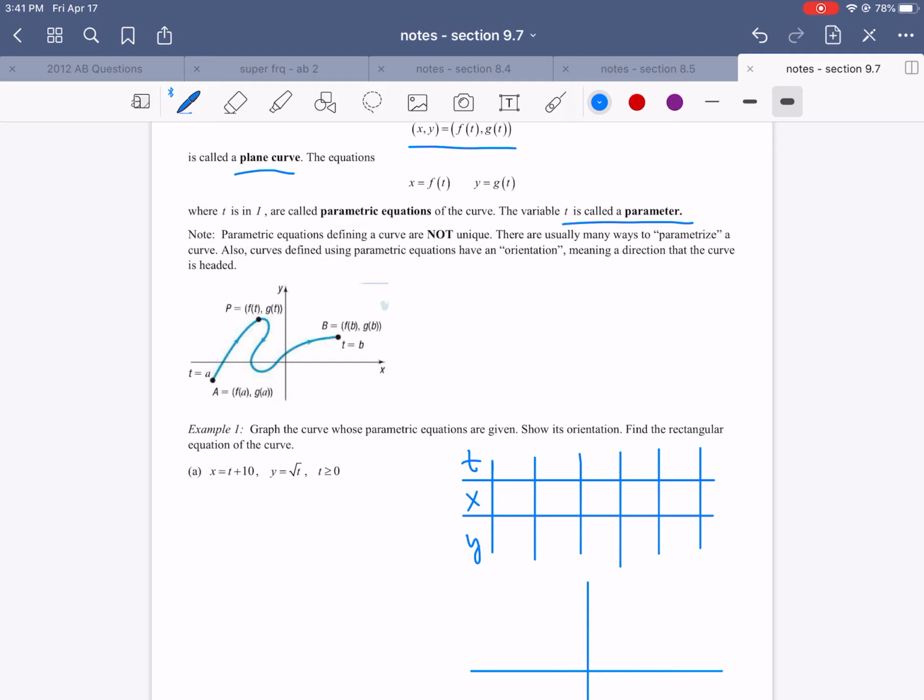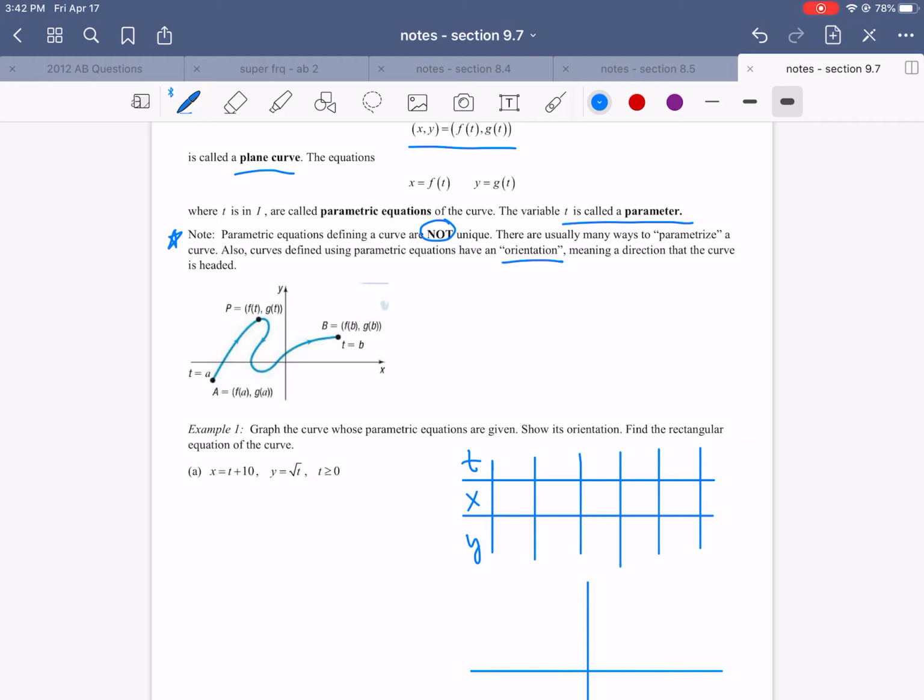So before we get into an example and I explain exactly what I mean by that, I do want us to look at this note. A couple of important things here. Parametric equations that define a curve are not unique. So what that means is that there are usually many ways to parameterize any given curve or graph. And then also curves defined using parametric equations have what we call an orientation, meaning that the direction is important. And the orientation basically just means the direction that the curve is headed in.